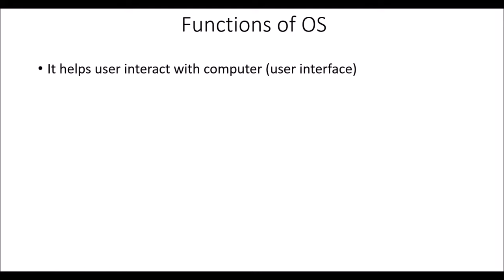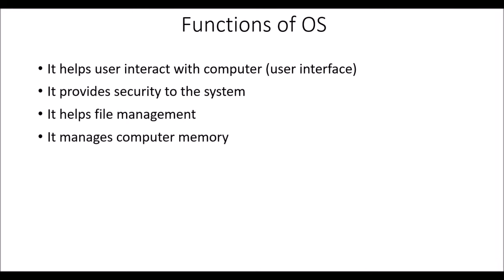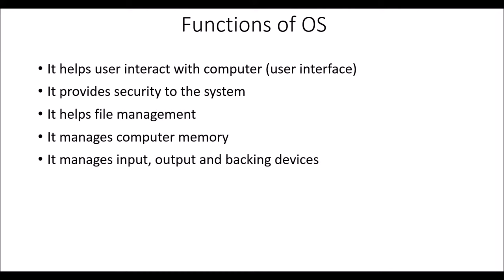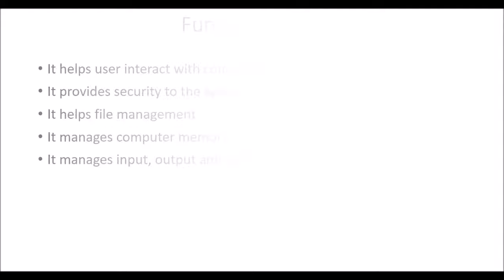Now, functions of operating system. Let's quickly talk about this. What does it do? Why do we need to have an operating system in our computer? It helps the user to interact with the computer, and that's what we call user interface. As I showed you earlier, we have CLI and GUI. So it helps the user to interact with the computer. That's what we use operating system for. Then it provides security to the system. It has file management. It manages computer memory. Then it manages input, output, and backing devices in your computer.